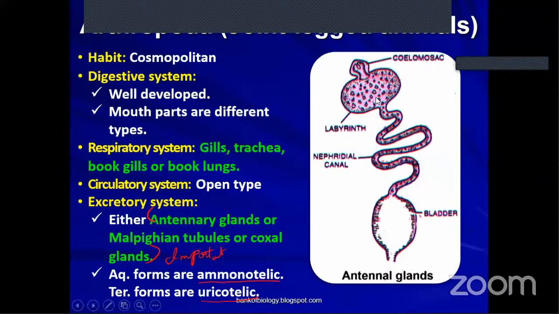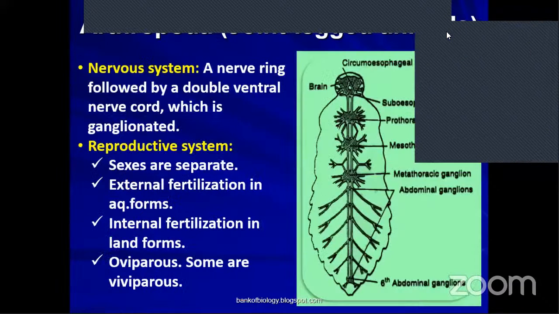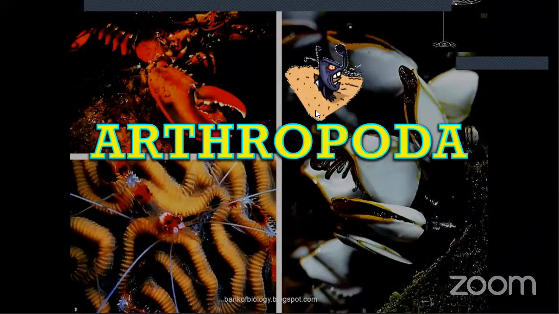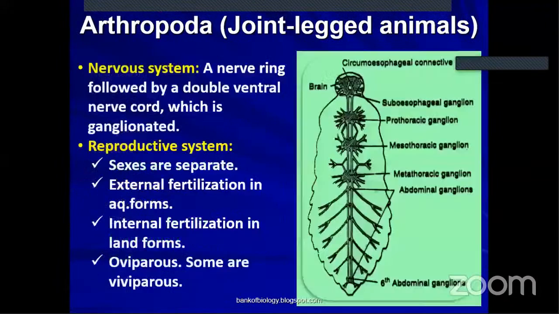Okay. Now we go to the next part. Nervous system. The nervous system has a nerve ring. Can you see here, students? It's a nerve ring. This is considered as the brain, followed by a double ventral nerve cord.